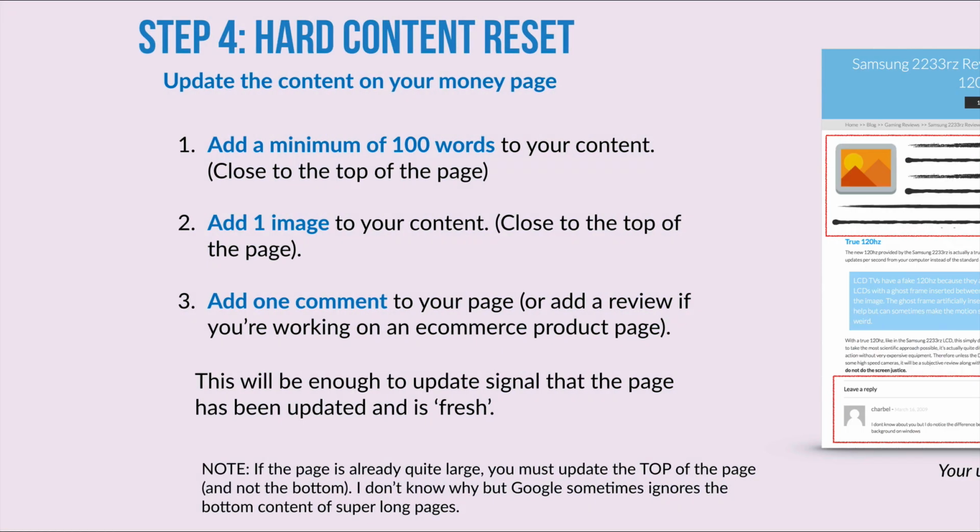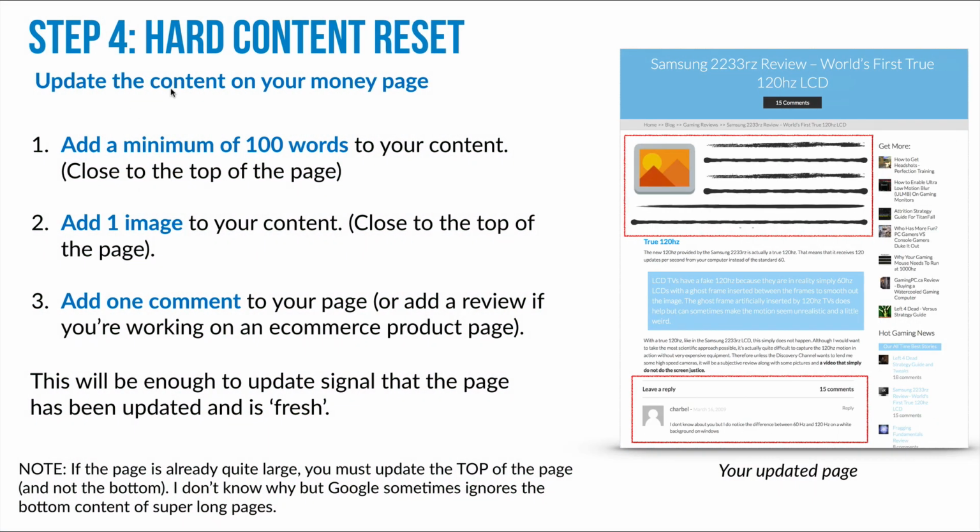The content reset is essentially the same idea as a PBN updating, except we're going to update your main money page. I'm going to recommend you add a minimum of 100 words to your content, and you want to add the words near the top. For some reason, it just works better when you add it close to the top of the page, and add one image as well. What I typically do is rewrite the content, like I rewrite my intro, because if I wrote an intro maybe 6-7 years ago, sometimes it's just no longer relevant, or it just needs to be updated a bit. So I'm going to write a new intro, and that typically is enough to help revitalize my money page.